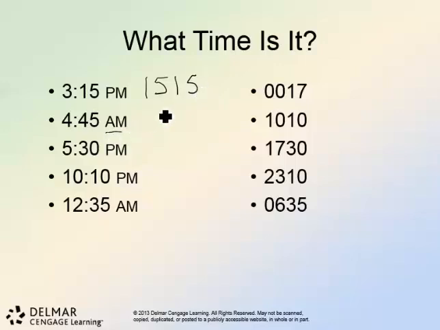4:45 a.m. would just be 0445. 5:30 p.m., since it's 1 p.m. or later, we add 1200 to it. You get 1730. 10:10 p.m. is after 1 p.m., so we add 1200 to it.